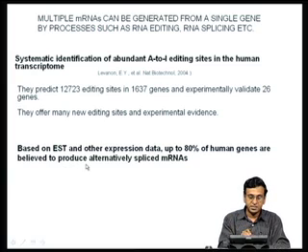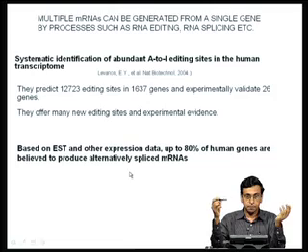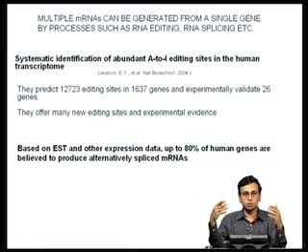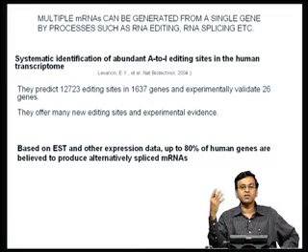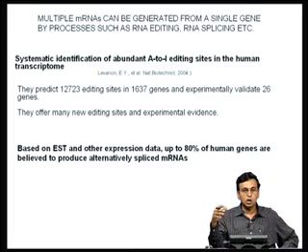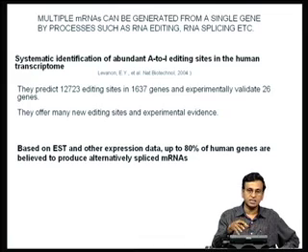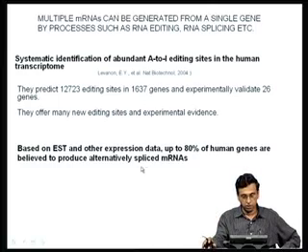In fact, based on EST and other expression data, it is now predicted that up to 80% of human genes are believed to produce alternatively processed messenger RNA. See, when the human genome sequence or mouse genome sequence was published, and people realized that it contains only 30,000 or 50,000 genes, people were surprised. But you can see that by these kinds of post-transcriptional mechanisms, you can generate a lot more proteins and a lot more messenger RNAs, and therefore from one gene you can always generate multiple messenger RNAs and multiple proteins.